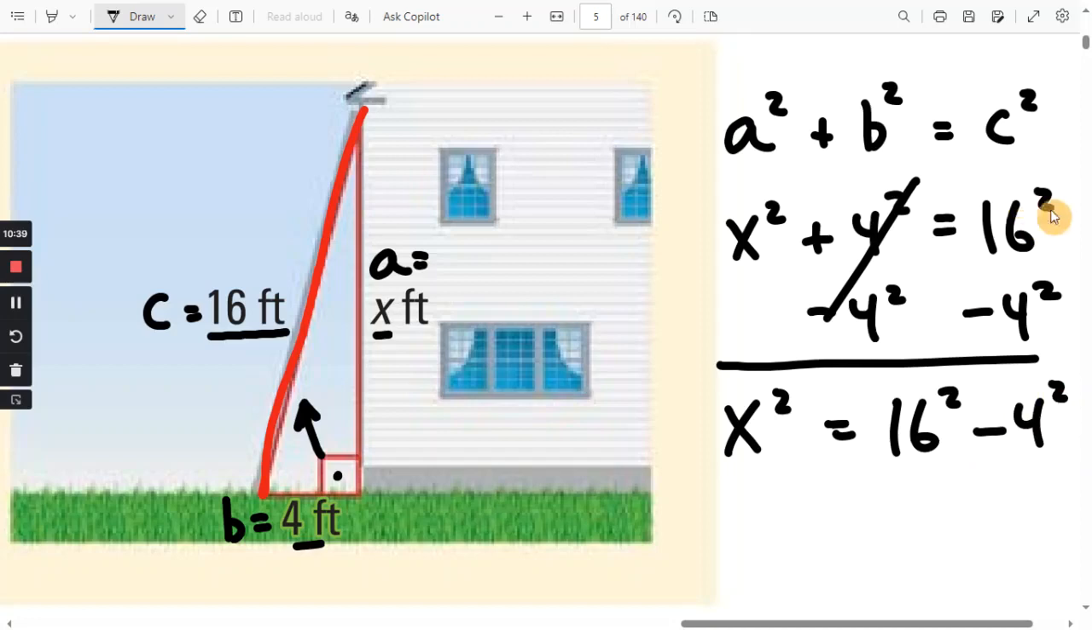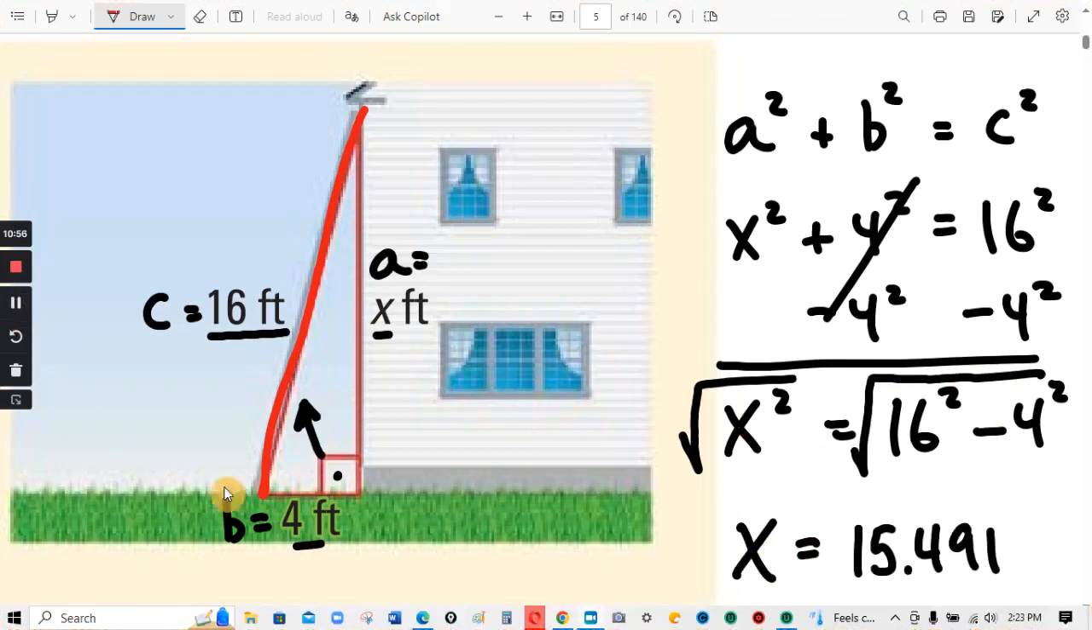All right, if you want to multiply this out and subtract and get one number, you definitely can do that. The opposite of squaring something is square root. Do that to both sides. Square root of x squared is x. And I am going to do this on the calculator. And I get 15.491, and it kept going.